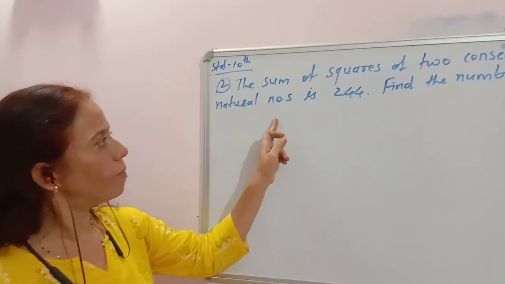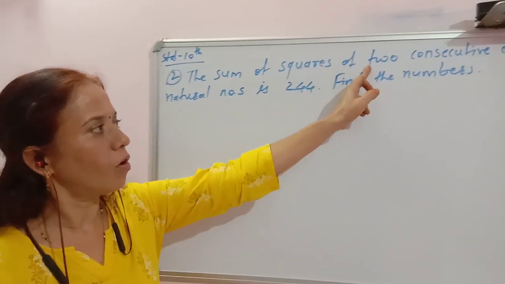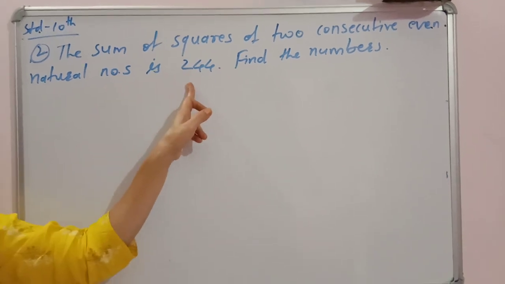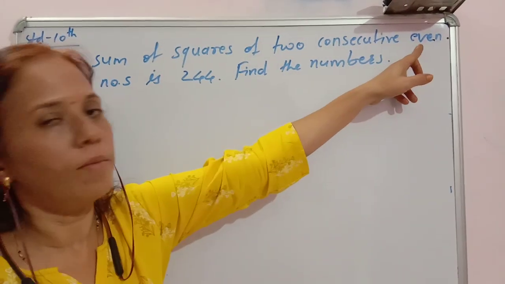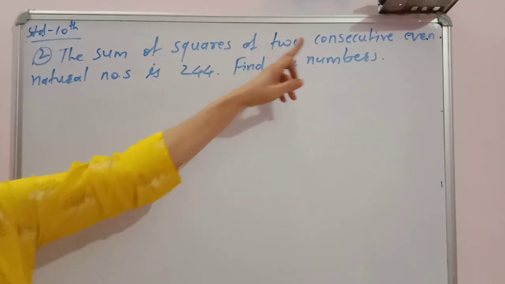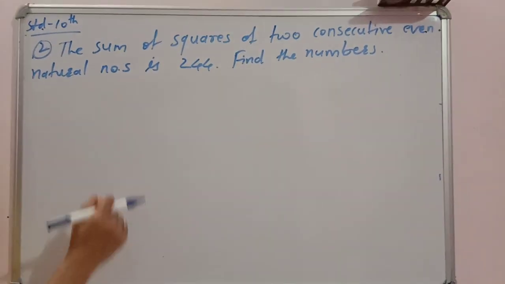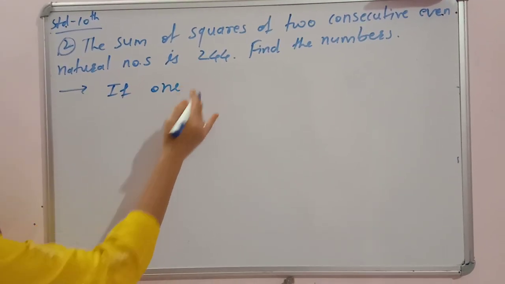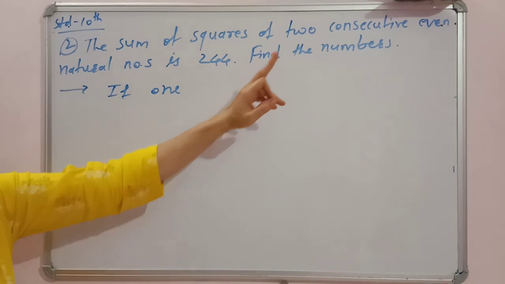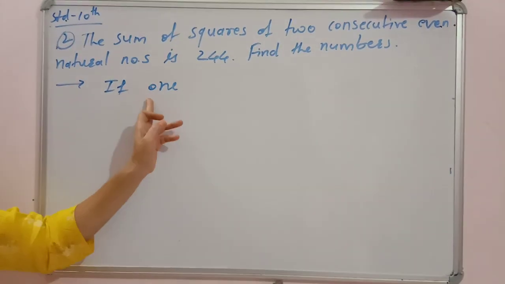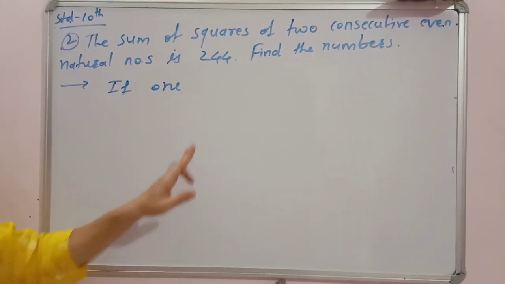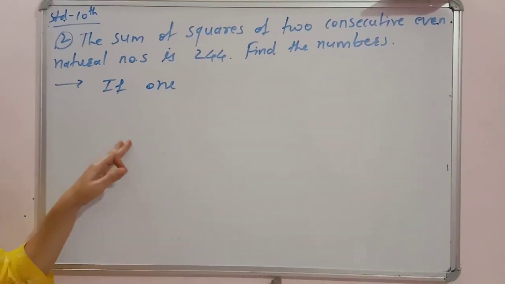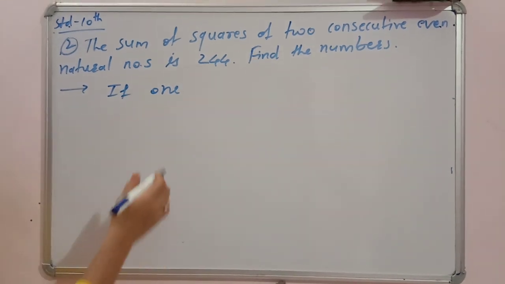Now the second example is: the sum of squares of two consecutive even natural numbers is 244. Now you know the terms even natural numbers and consecutive even natural numbers. For example, if one natural number is x, again I will assume that one natural number is x and then prepare the quadratic equation. The same you can solve by other methods.